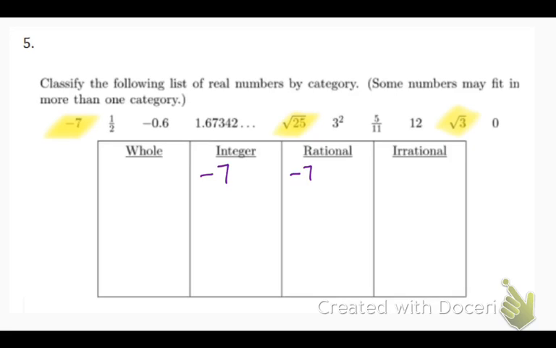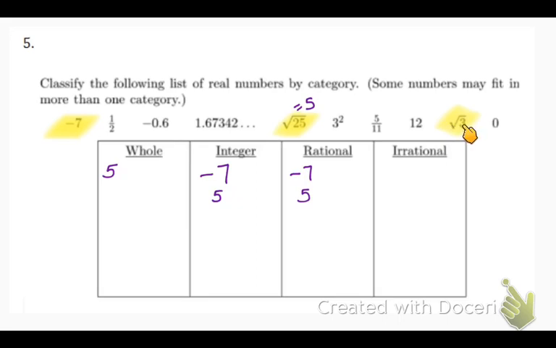The square root of 25. Well, think about what the square root of 25 equals. It's actually 5. So, because that is a whole number and it's a positive number, we would put it as a whole number. It's also an integer. All the positive and negative whole numbers are integers, which means it's also rational. I can write that as a fraction.